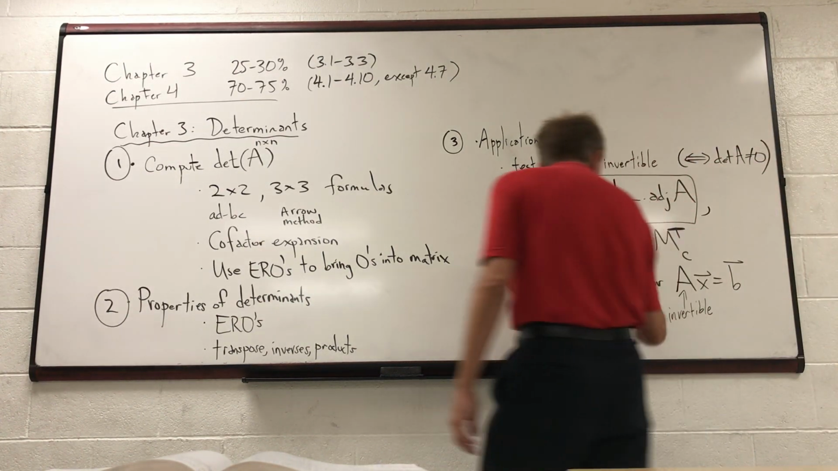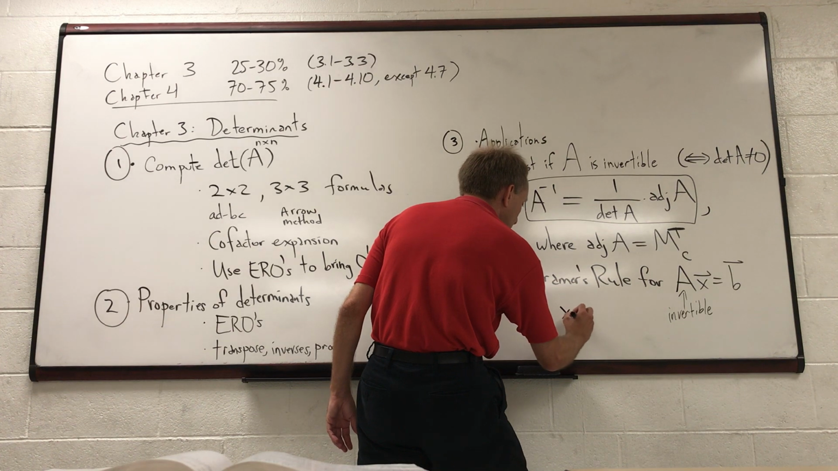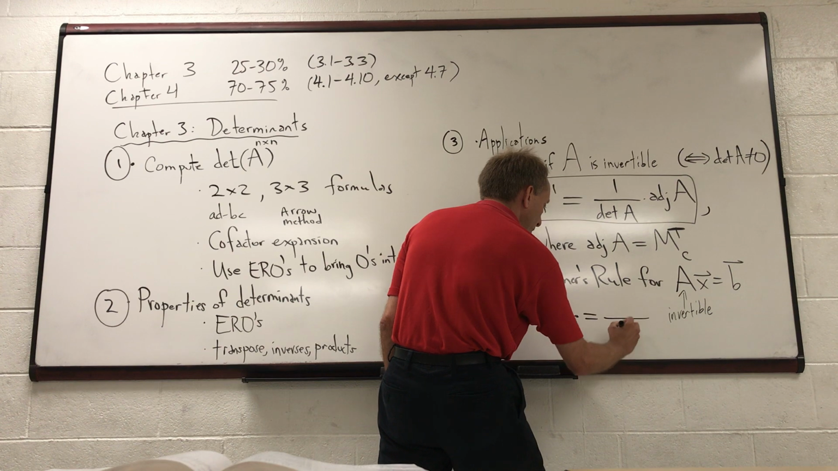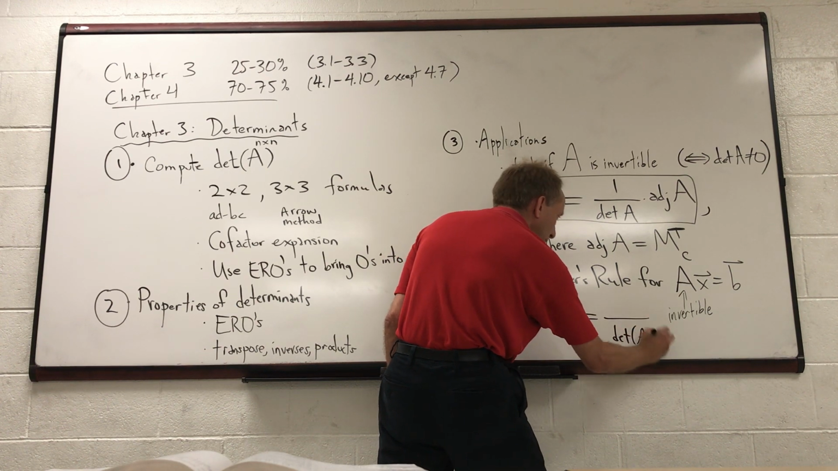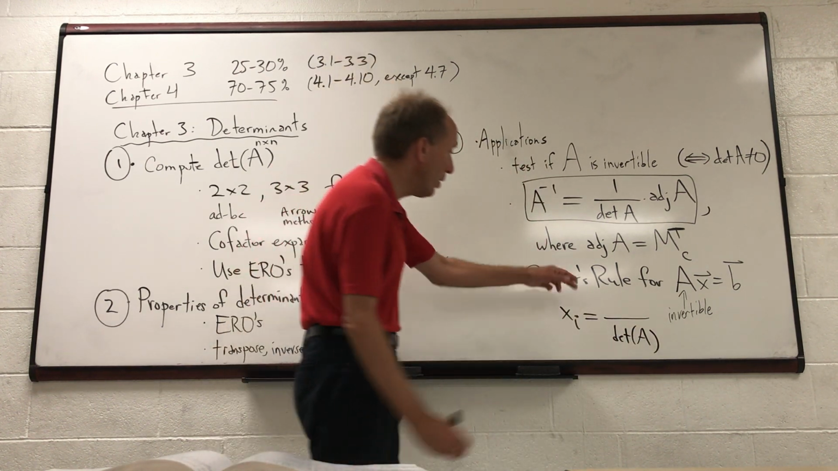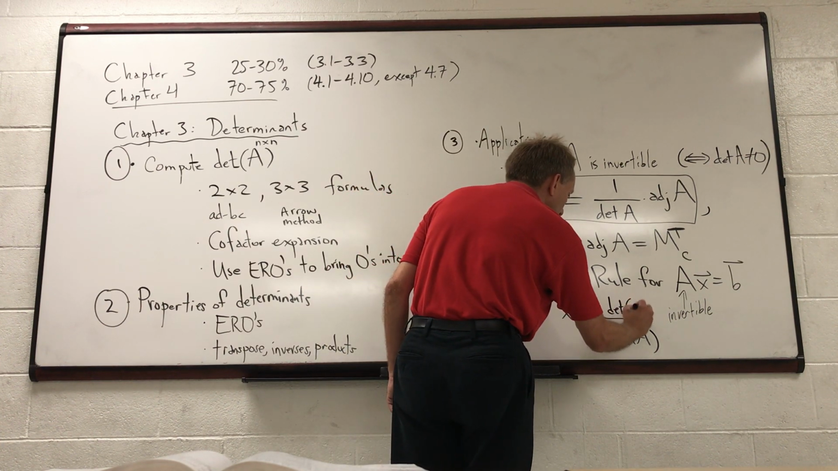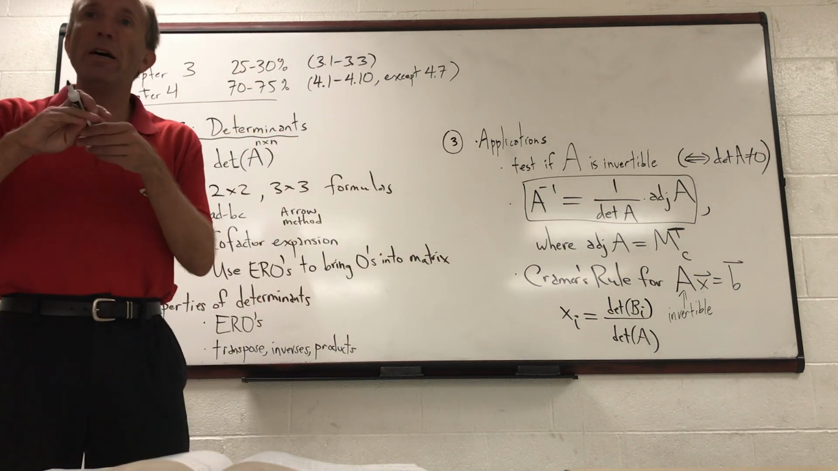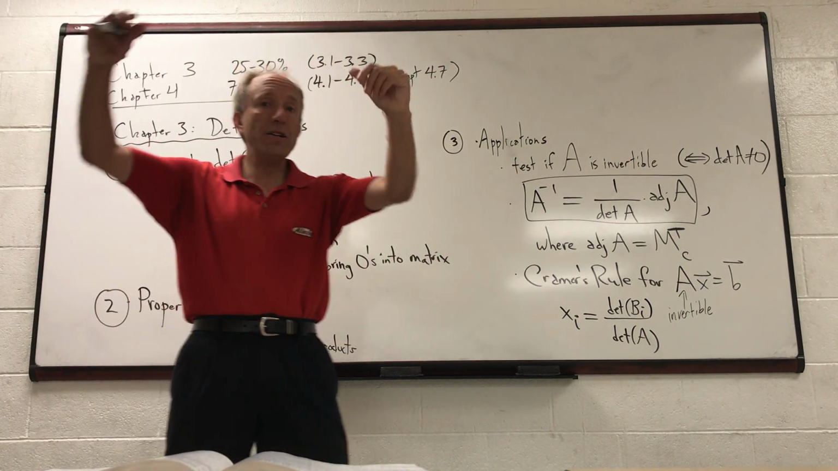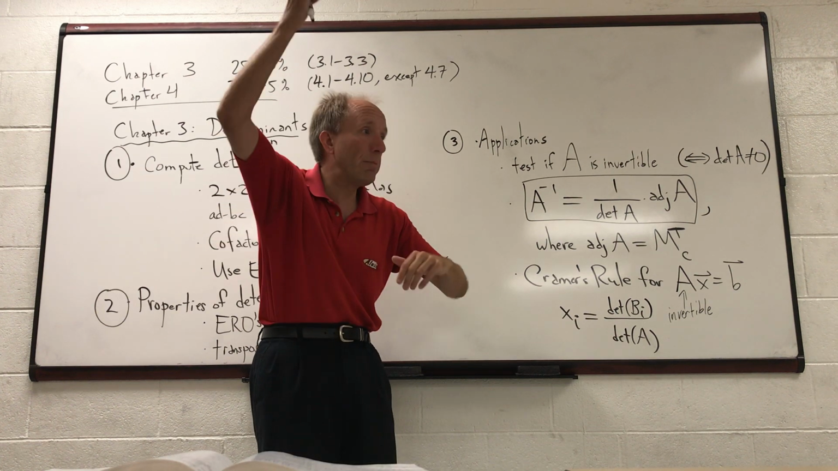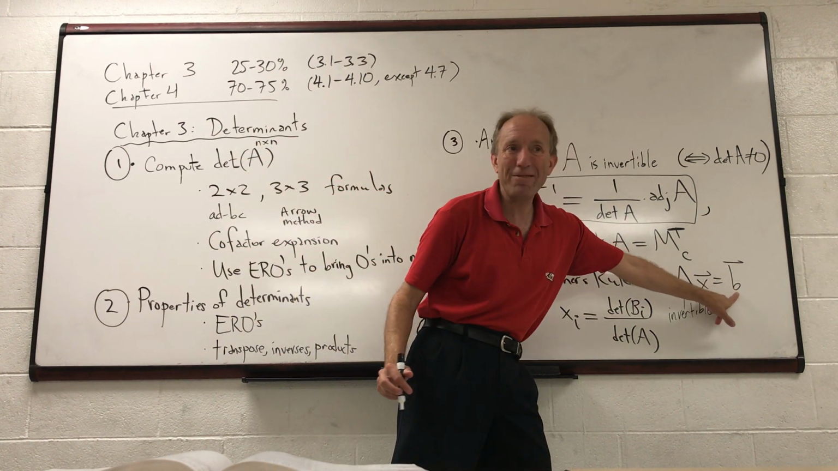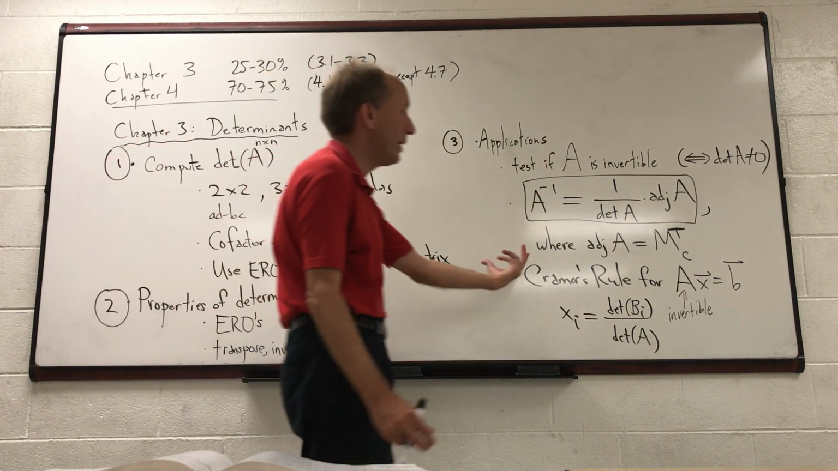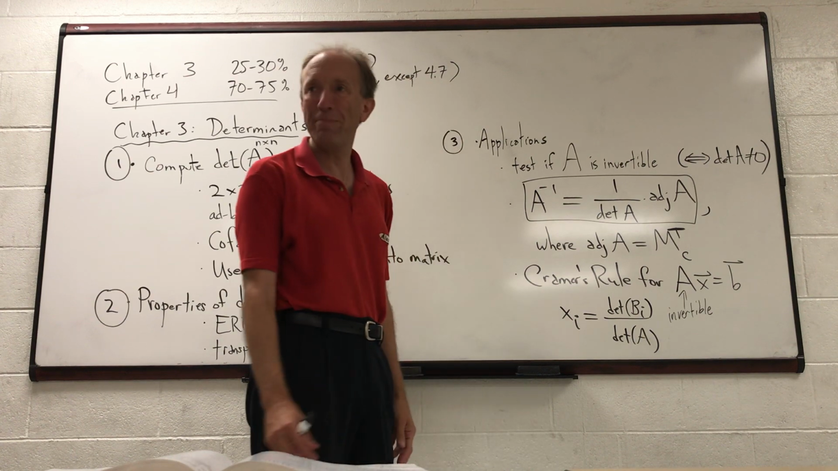We can simply write the ith entry of the unknown vector x. If you remember, we can write it as a fraction. The determinant of A on the bottom. And then on the top, we had the determinant of B sub i. That was the matrix, if you remember from Chapter 3, where you take the matrix A and you replace the ith column of A with this right-hand side vector B. Okay, so if you do that, then you get the formula for a particular unknown in your linear system.